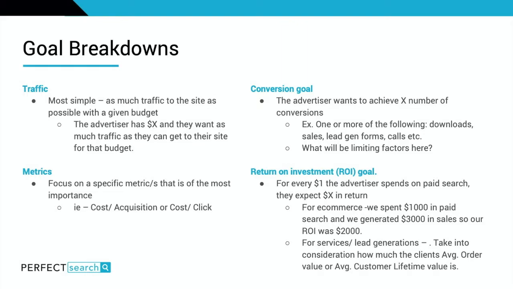Additionally, we see return on investment. This is easiest to track for e-commerce clients. You'll oftentimes hear us talk about return on ad spend, or ROAS, which is just for every $1 the advertiser spends on paid search, they expect X dollars in return. So a ROAS of 4, which is a pretty common goal for an e-commerce client, all that means is that for every dollar we spend on PPC, we expect to drive $4 in revenue.